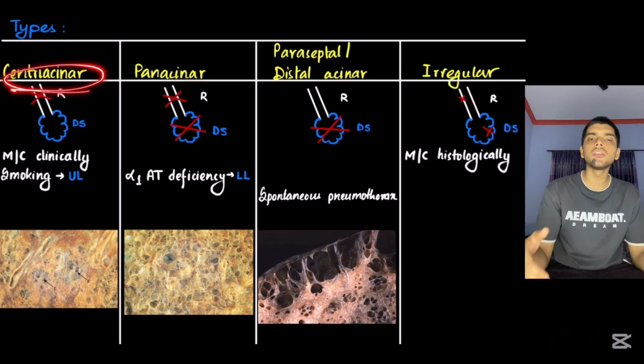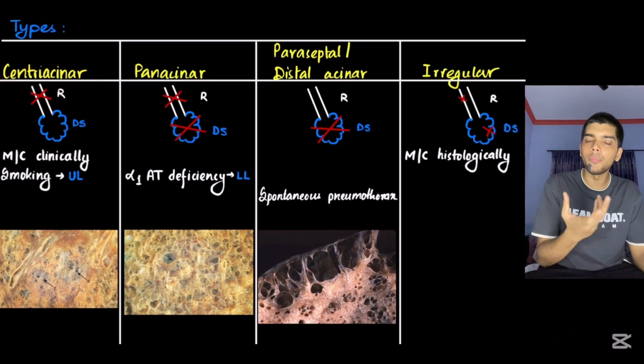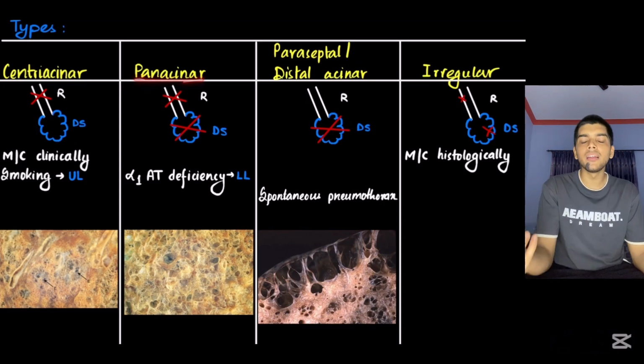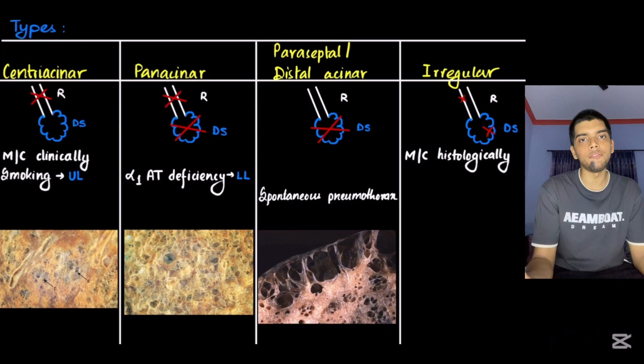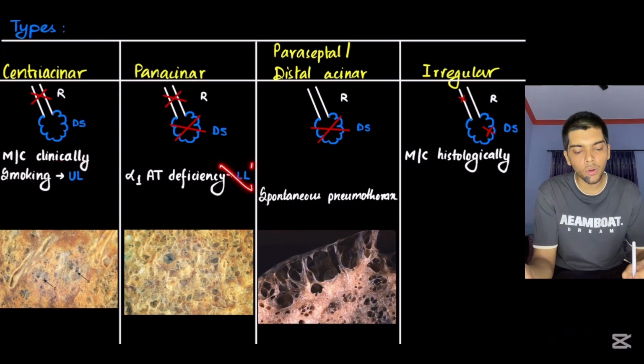Centri-acinar emphysema is caused due to smoking. Smoke goes up, so the most commonly affected lobe is the upper lobe. Pan-acinar is due to alpha-1 antitrypsin deficiency. Since the upper lobe is already affected in smokers, it's the lower lobe that gets affected here.